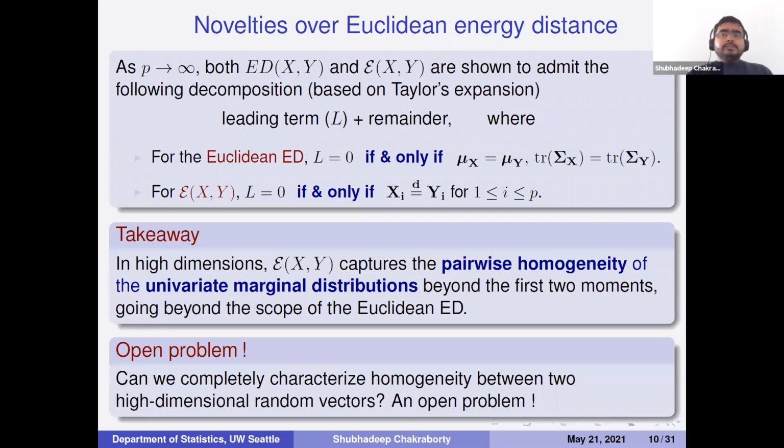So it remains as an open problem: can we completely characterize homogeneity between two high dimensional random vectors? It's a very good question, but I don't have an answer at this point. What I believe is there might be some intrinsic difficulties in completely characterizing the homogeneity of two high dimensional distributions unless we impose some structural assumptions on the components of the random vectors.